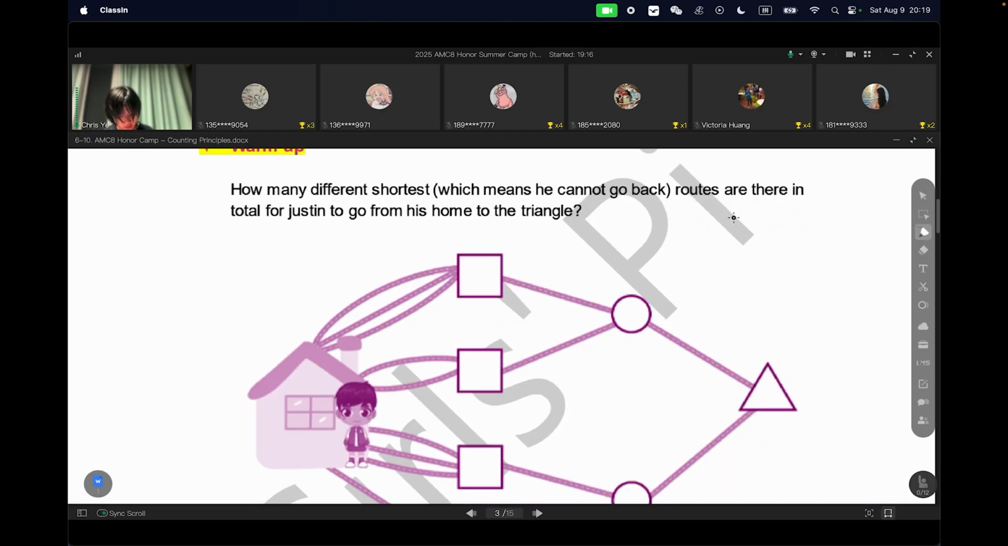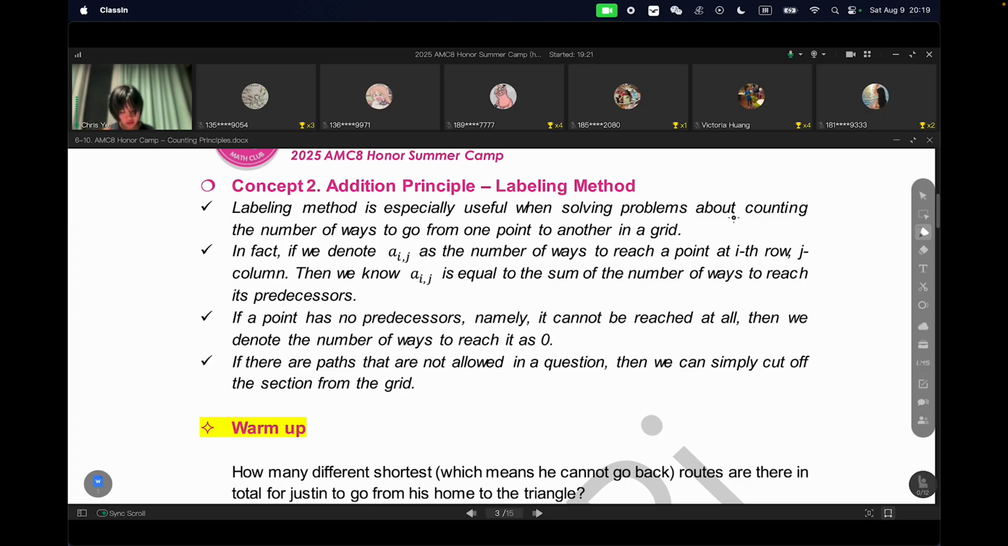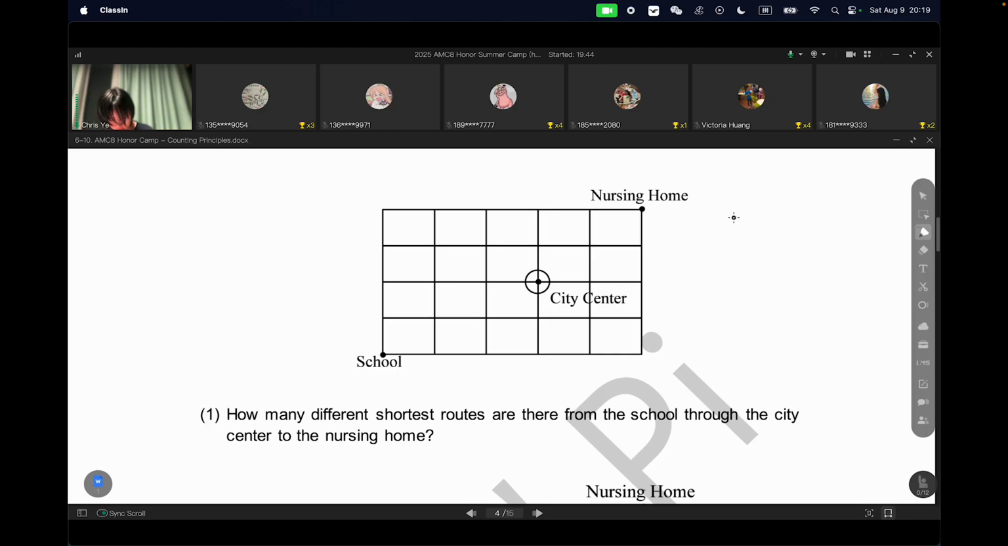So basically what the addition principle means is that when solving problems about counting the number of ways to go from one point to another, the labeling method is going to be shown and visualized in a grid. So in fact, if we denote, let's say, a_ij as the number of ways to reach a point at the ith row and jth column, it's going to be i and j. This is going to be 0 and 0.